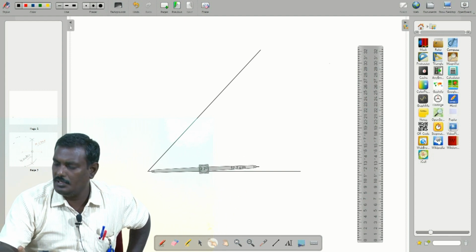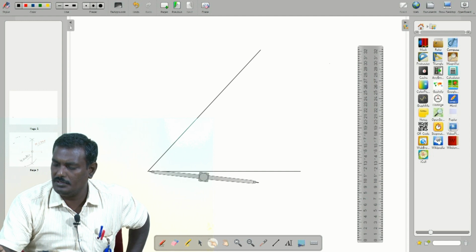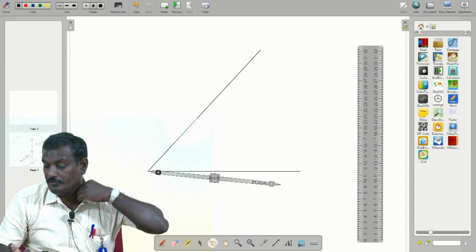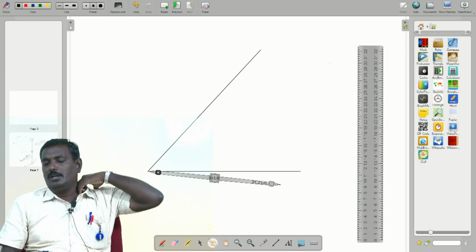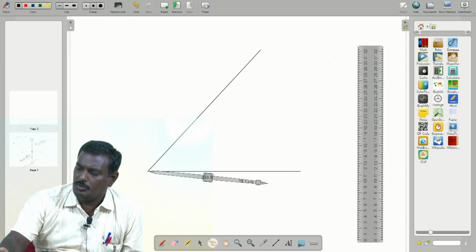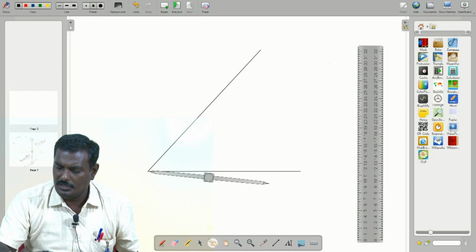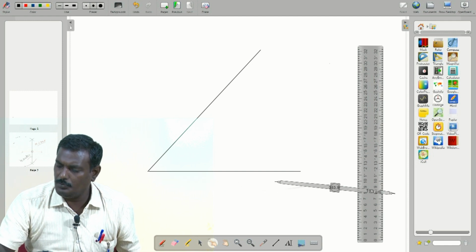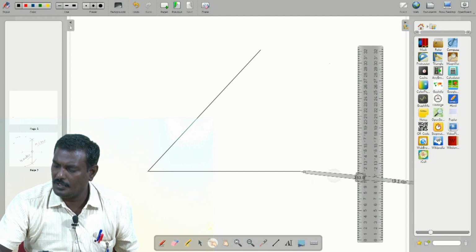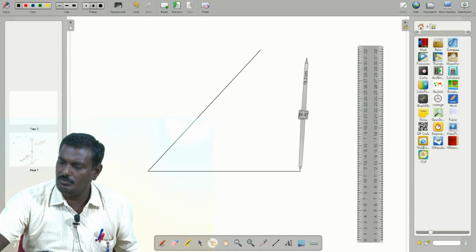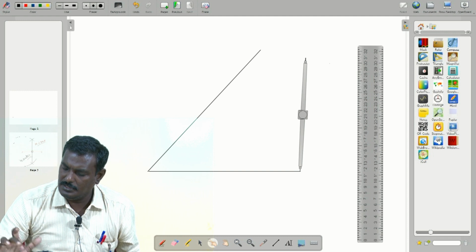In this end, you have to measure more than the midpoint of this one, or you have to take some more distance, more than the midpoint of each line. Then shift this needle point to this end point, another end point. Now it changed. Now make an arc.